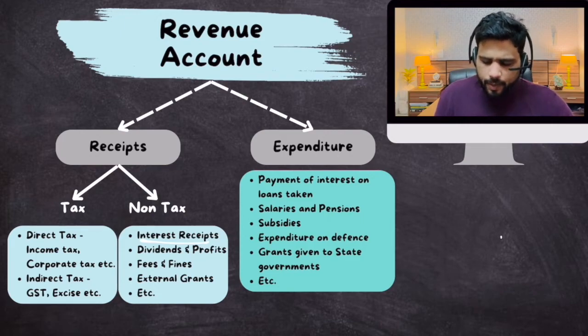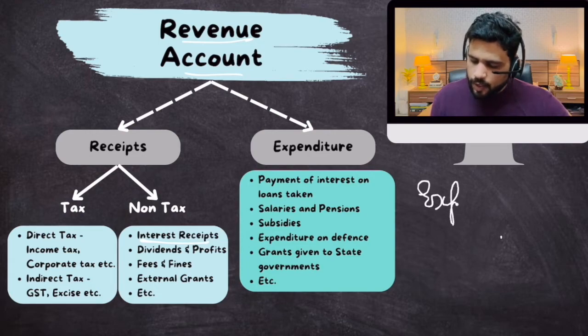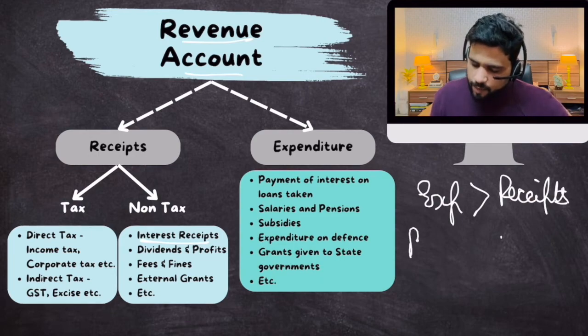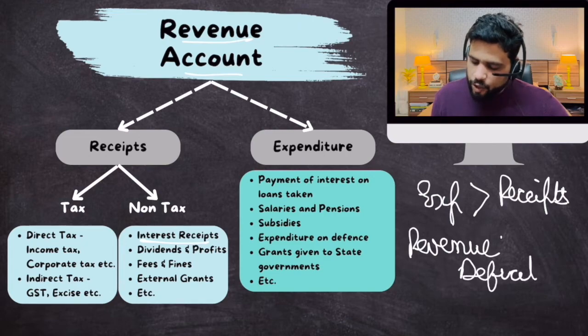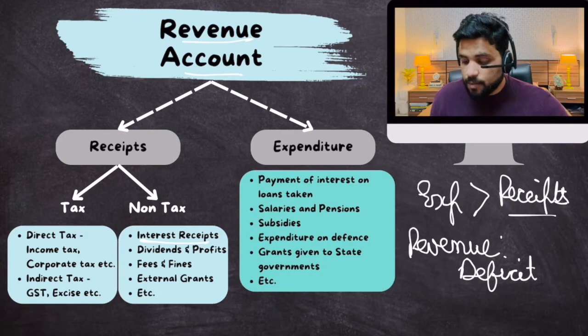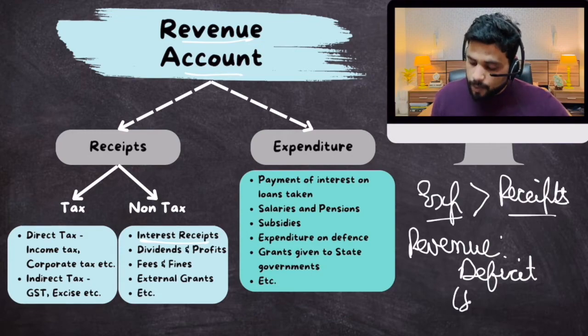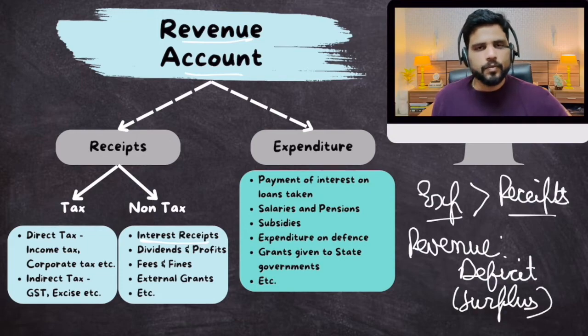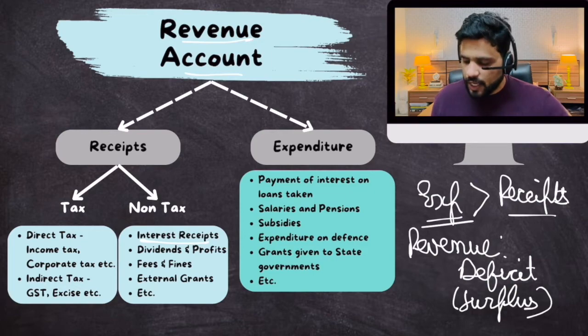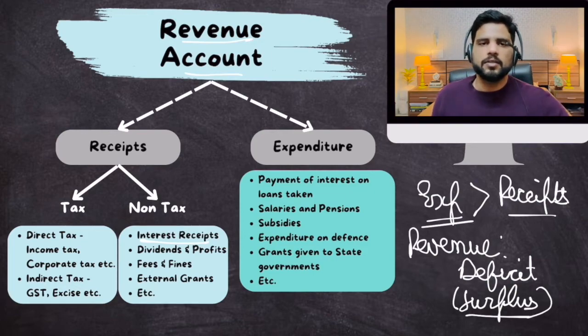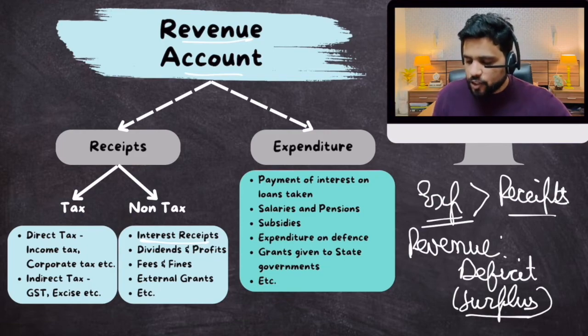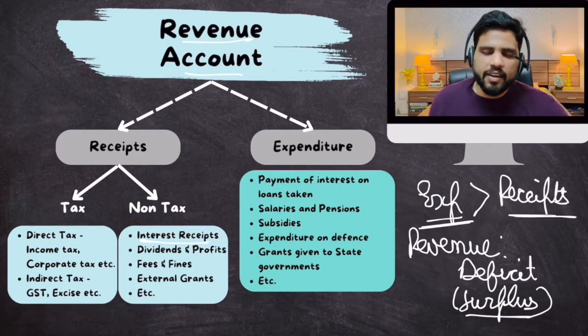Now always remember that if in the revenue account expenditure is more than receipts, we say that the government is running a revenue deficit, because this deficit is in the revenue account. If receipts are more than expenditure, we use the term revenue surplus. Generally, almost every time, expenditure is more than receipts. That is why the government runs a permanent revenue deficit.